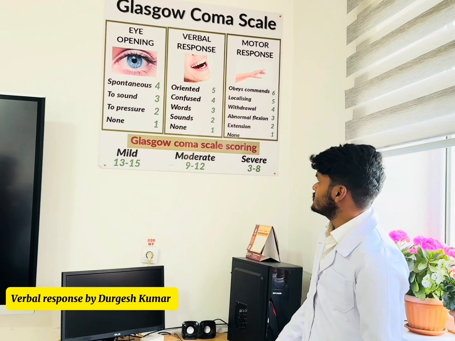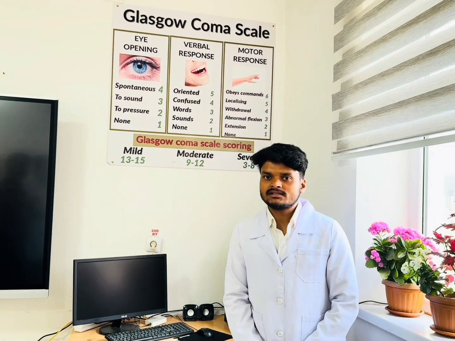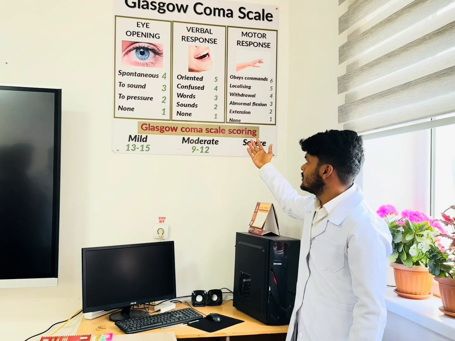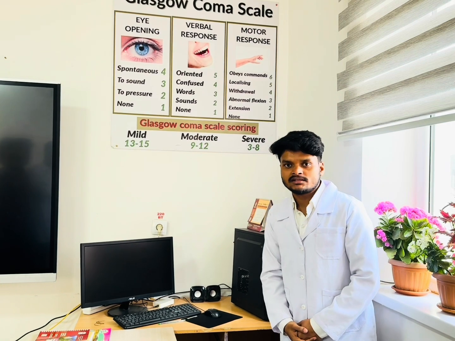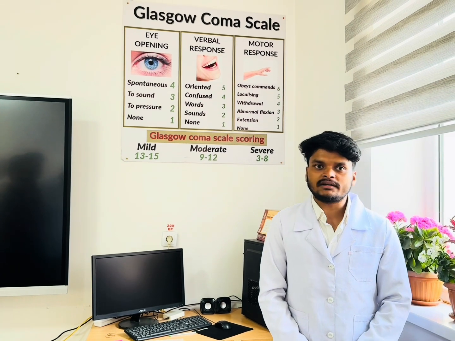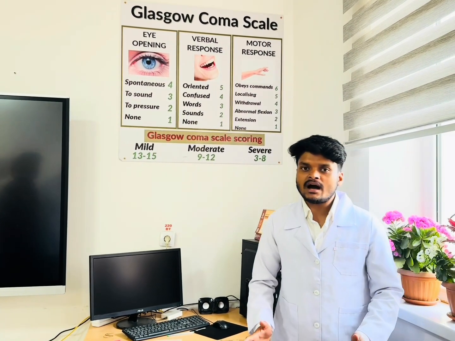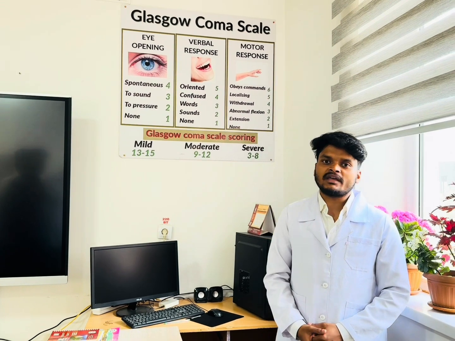In verbal response we have 5 points: fifth point is oriented, fourth point confused, third point words, second point sounds, and first is none. If the patient is lying, I am going to explain 5 points, oriented, in which they know who they are, where they are, and I am asking the time, etc.